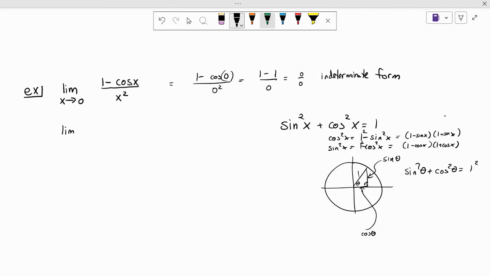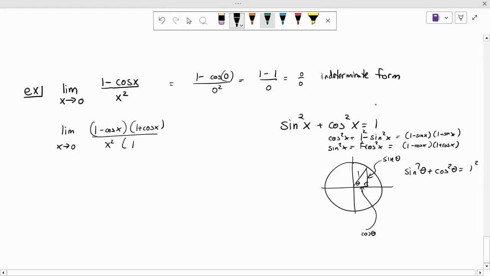So this suggests that if you have 1 minus cosine, you could replace it with a single term if you had 1 minus cosine squared, right? 1 minus cosine squared is sine squared. So this suggests that we can do that by multiplying the top and bottom by the conjugate. You've already multiplied by conjugates on top and bottom to get rid of square roots. But now you will learn that you can multiply by conjugates to introduce the Pythagorean trig identities so that you can simplify.